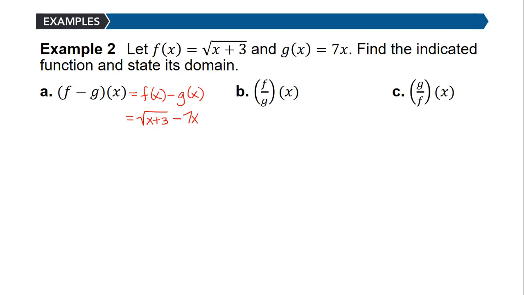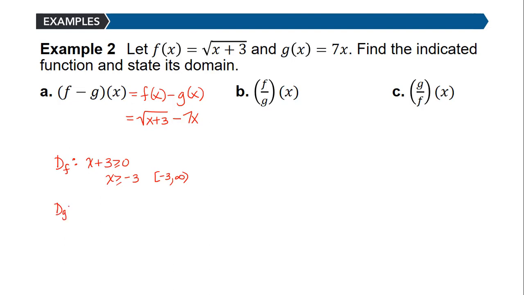Now we have to be careful about the domain of this difference function, because x has to be in both the domain of f and the domain of g. So let's look at this. The domain of f, we have this square root function, and this is only defined when x plus 3 is greater than or equal to 0. So that is when x is greater than or equal to negative 3, which, if you recall, is from negative 3 to infinity.